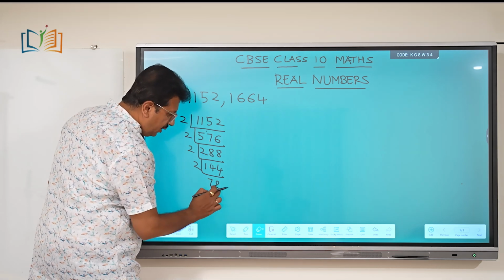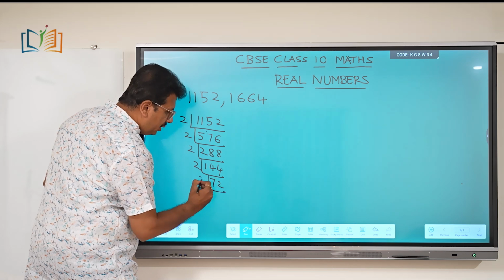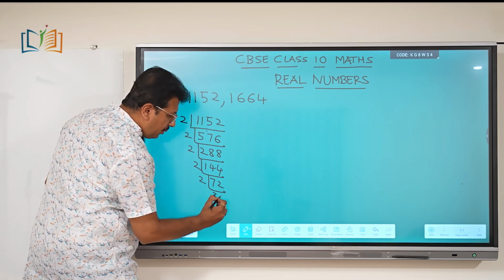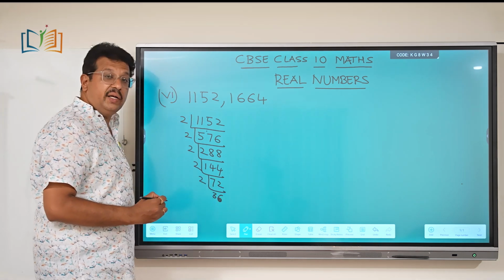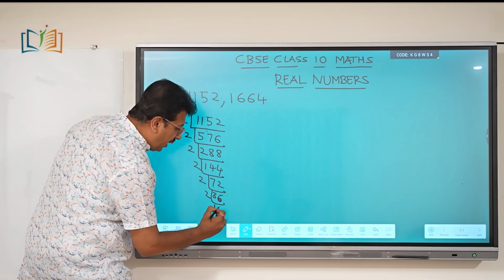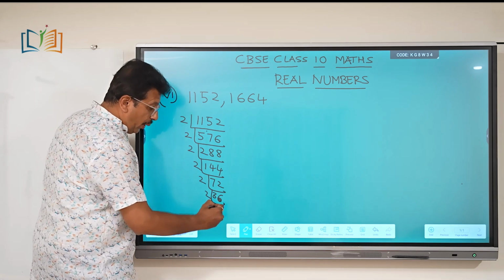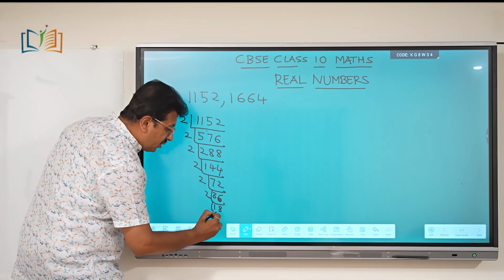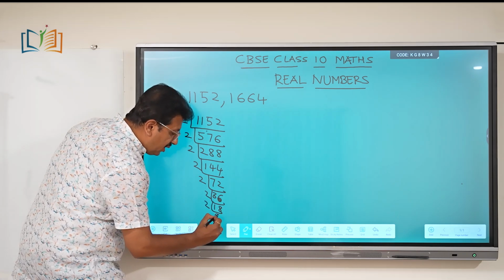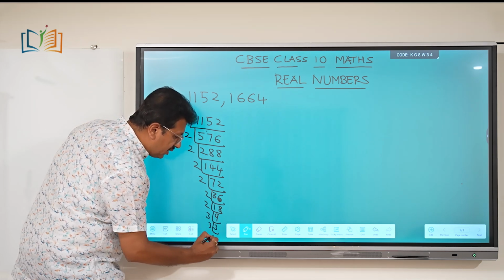I think this should be clear to you, all of you. 72, and 2 36s are 72. So next, 2 1s are 2, 2 18s are 36. Next, 2 9s are 18, 3 3s are 9 and 3 1s are 3.